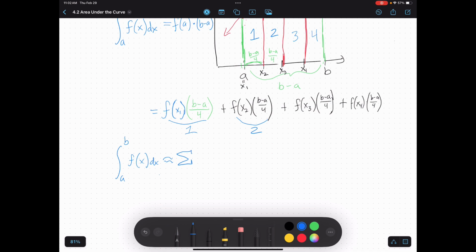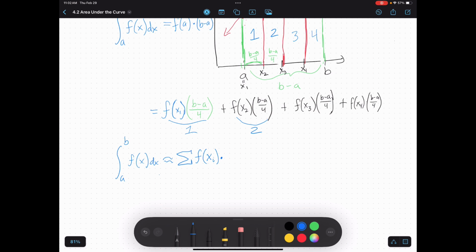And what am I summing up? I'm summing a whole bunch of areas, which I got from doing the height of the function, which was f of my corresponding x value. Now, since this x value is changing, I'm going to use an index here using a lowercase i. That i represents an index, and we'll come back to that in a little bit. Times, in our case, it was this b minus a over 4.